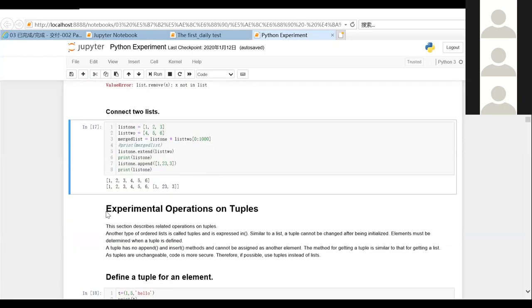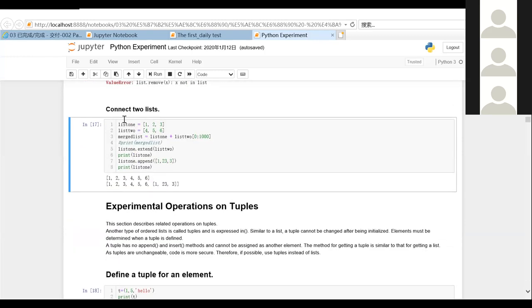And then the next operation about the list is to connect two lists together. So we define two lists, list one and list two, and we can use this expression, list one plus list two, to add two lists together. And also we can use extend, that is list one extend list two, to connect lists together.